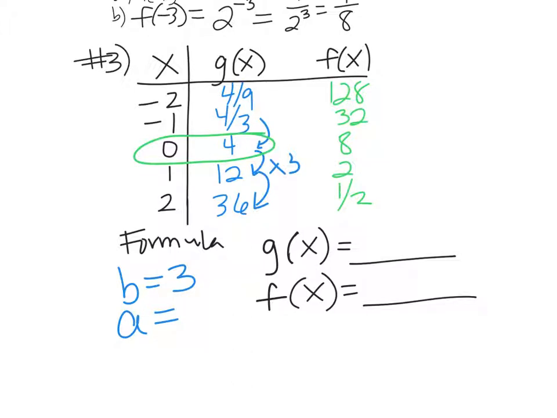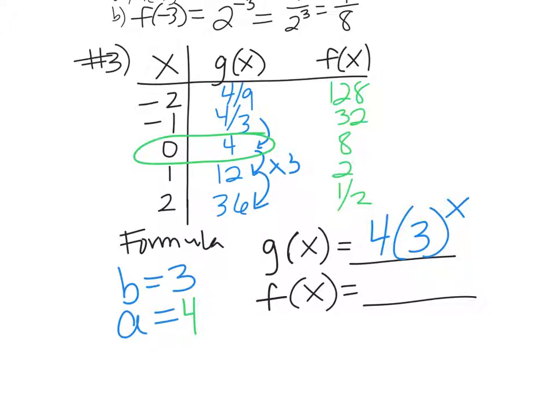So what is our initial value here? 4. Okay, so let's write our equation. G of x equals 4 times 3 to the x. You don't have to put in parentheses. I kind of like to sometimes, just to remind me that it's 3 to the x times 4.